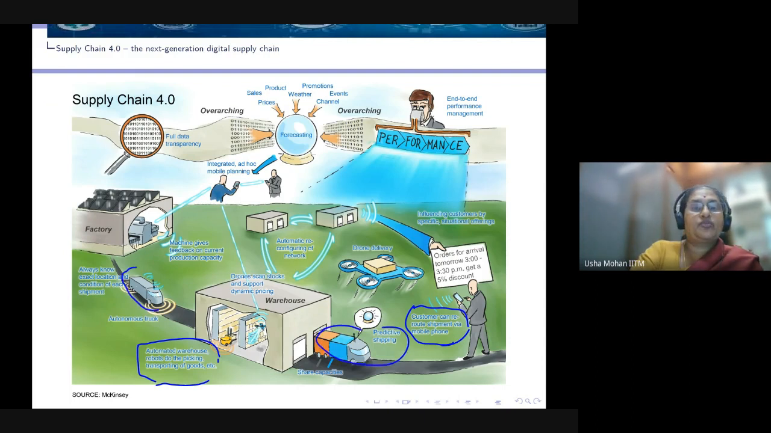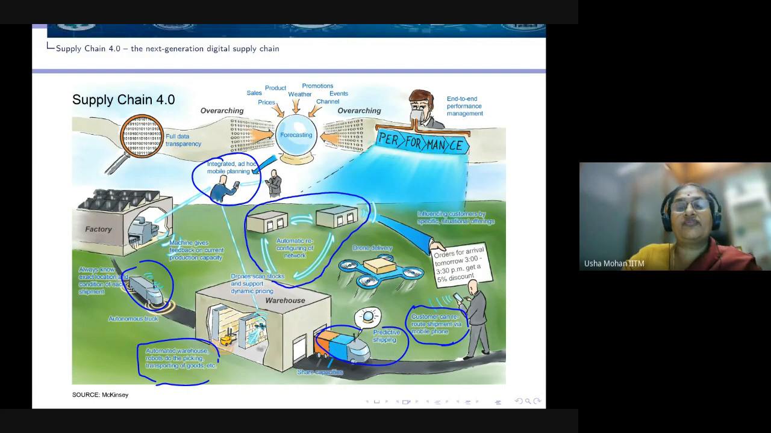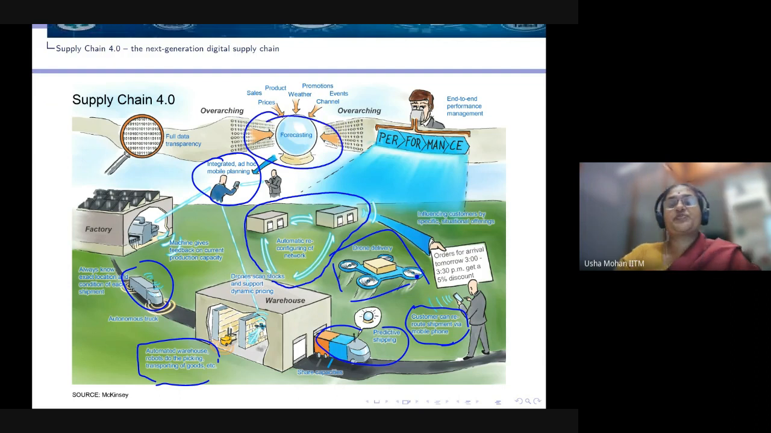You have an autonomous truck here. And then you have integrated and ad hoc mobile planning. Within here, you also have automatic reconfiguring of network. You have drone delivery here. And finally, you have forecasting, where advanced predictive analytics is going to play a very big role, leading to end-to-end performance management. So let's look at a few things as to how it is actually done.